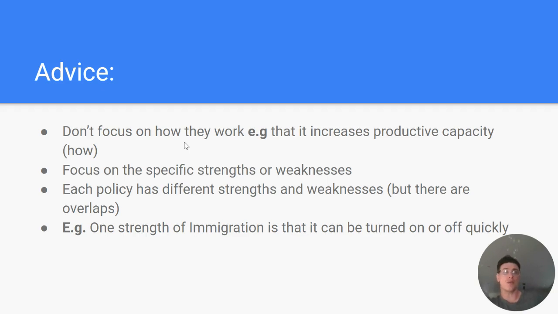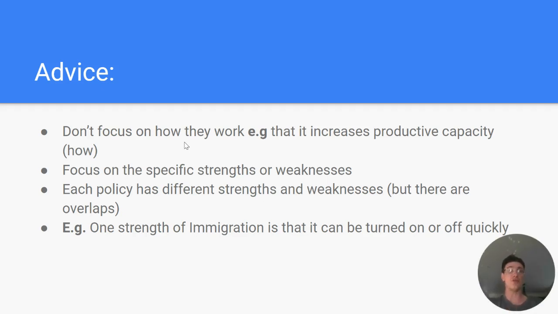Now, each policy does have a different set of strengths and weaknesses. Immigration policy can be turned on and off quickly, but it doesn't help structural unemployment for people who already live in Australia. There are going to be a different set of strengths and weaknesses to, say, R&D grants. Having said that, there are definitely some overlaps.